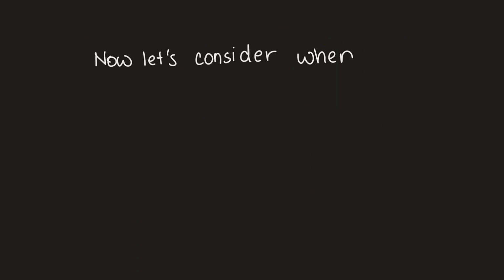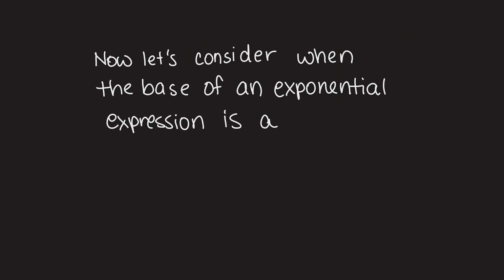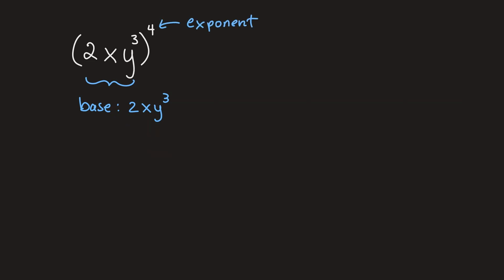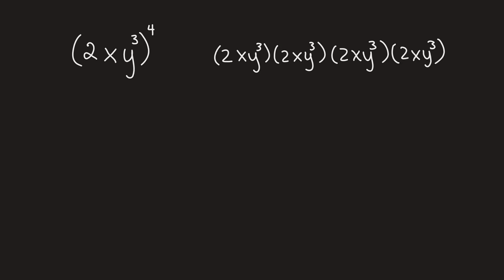Now let's consider when the base of an exponential expression is a product. So for example, 2 times x times y to the 3rd power, all raised to the 4th power. This entire expression is our base, which is a product, and 4 is the exponent. So for now, let's expand this out using our definition of an exponent. We will have 4 factors of our base, 2x, y to the 3rd power. Since all this is one big multiplication expression, we can rewrite this without the parentheses.